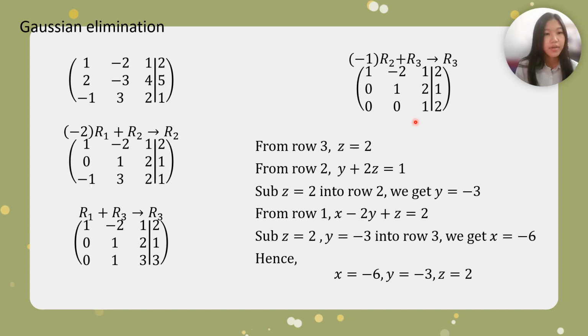Now step 3 is that we can solve it using back substitution. Look at row 3, we have 0x plus 0y plus 1z equals 2. This simply means that z equals 2. And by substitution, we will finally get x is negative 6, y is negative 3, and z is 2.